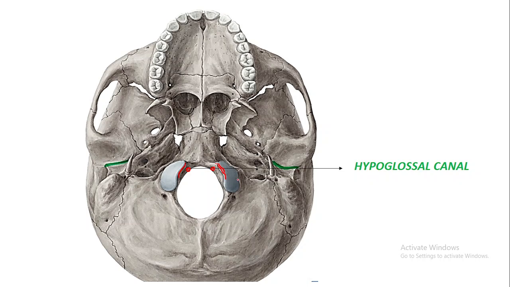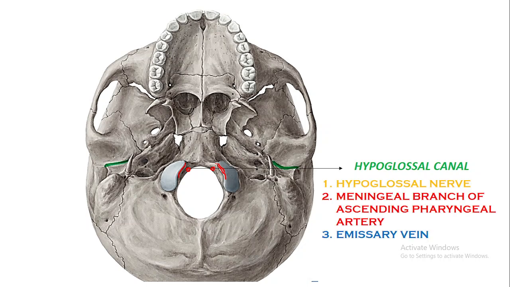This hypoglossal canal contains the hypoglossal nerve. The hypoglossal nerve is responsible for supplying the muscles of the tongue except the palatoglossus muscle. Apart from the hypoglossal nerve, it also transmits the meningeal branch of the ascending pharyngeal artery and an emissary vein, which connects the sigmoid sinus to the internal jugular vein.